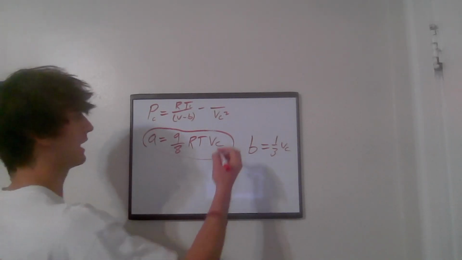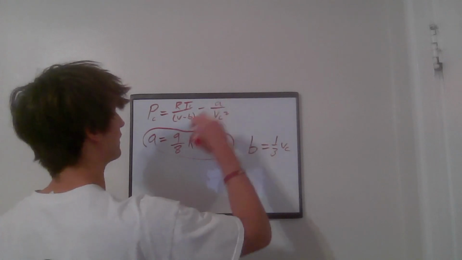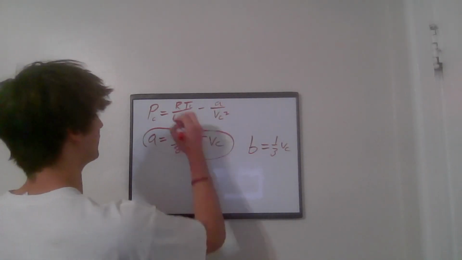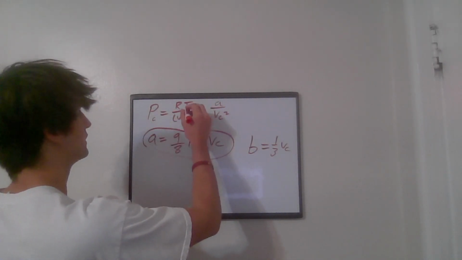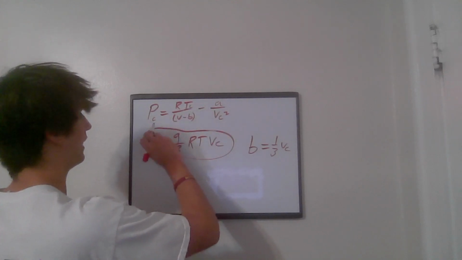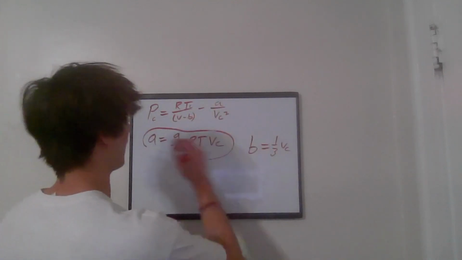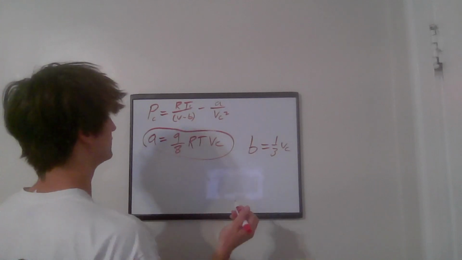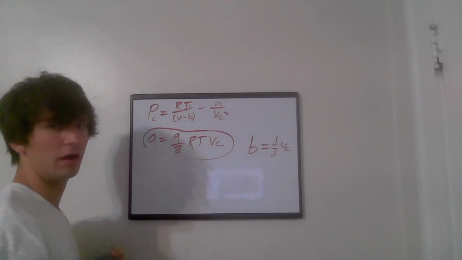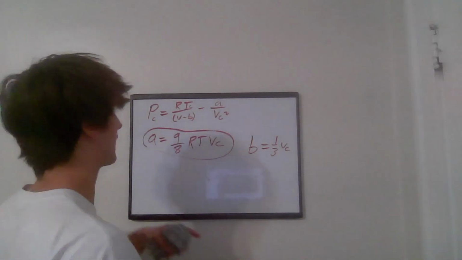Our A, our A right here. So now what we can do is input our critical equation. We can input our A and our B into the equation to find the compressibility factor that we need.